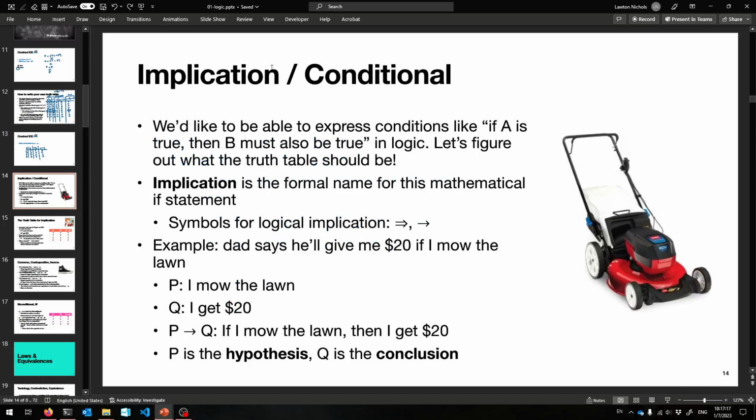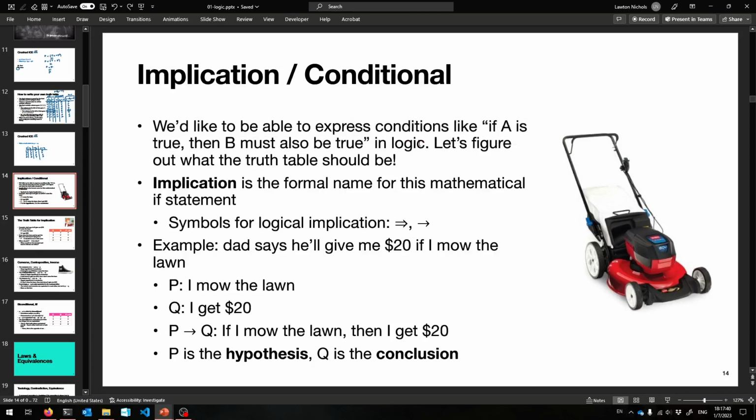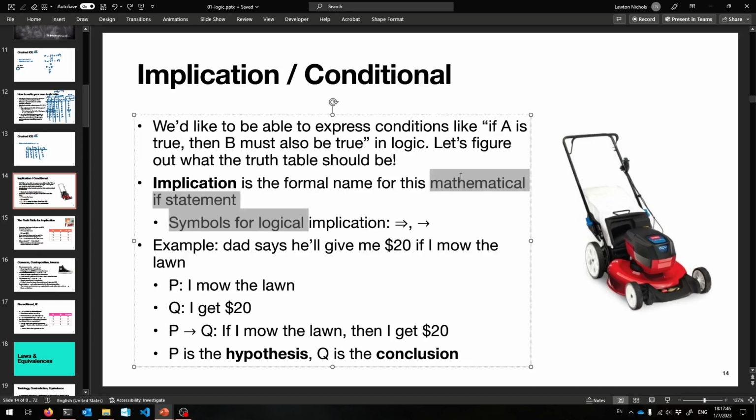Let's next talk about implication or conditionals. All right. So the idea is we'd like to express if-then statements in math, and we want to make it very precise and cool. We want to be able to write in math like this: if A is true, then B must also be true. So that's a very common thing to want to express. We don't have that yet. So let's figure out how to make the truth table for this idea. It's called implication, okay? It's like a mathematical if statement.